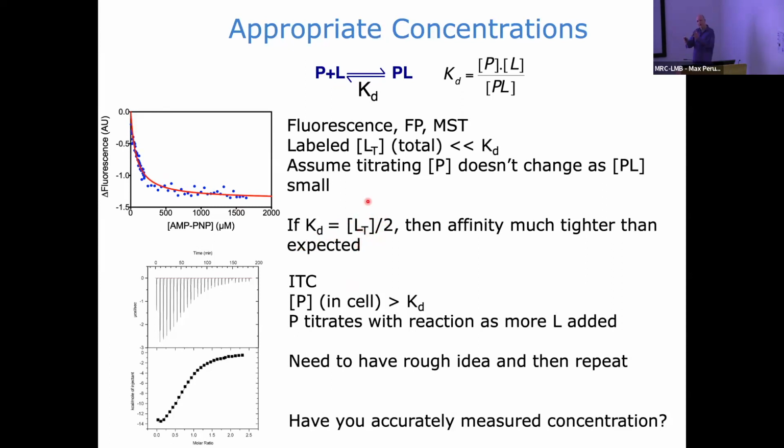ITC, it's the other way around. You want a stoichiometric titration so that the amount of, say, protein in the cell is way above the KD, 10 to 20-fold, and so that the protein titrates as you add more ligand in. The issue there, of course, is that you need to know roughly where your KD is. And as always, have you measured your concentrations correctly?